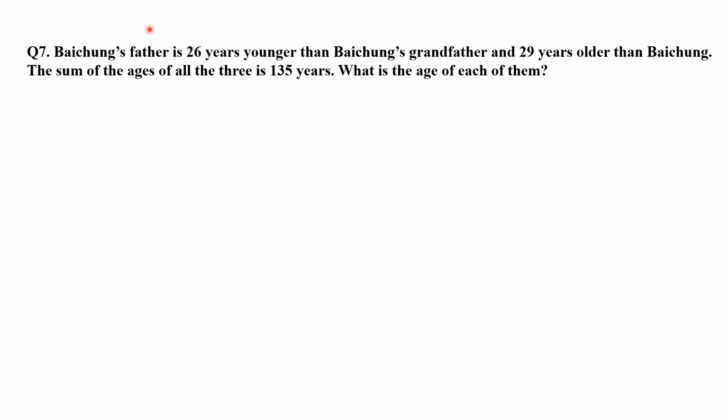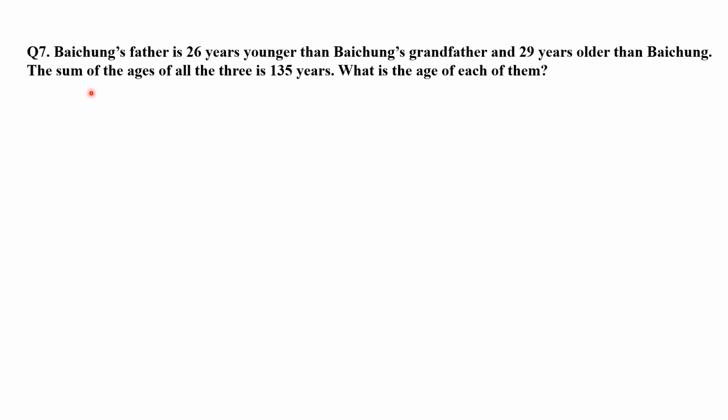Then again it is given Bachung's father is 29 years older than Bachung. Okay, so whatever will be the age of Bachung, if you add 29 to that, then also you will get Bachung's father. So in two ways you can get the age of Bachung's father. First, by subtracting 26 years from the age of grandfather, and second by adding 29 years to the age of Bachung. So first this statement, please try to understand it very clearly, what is given.